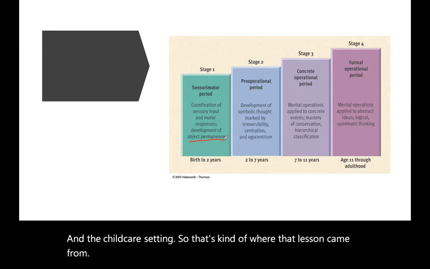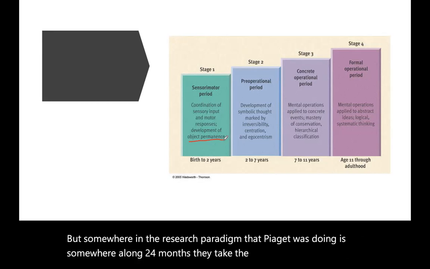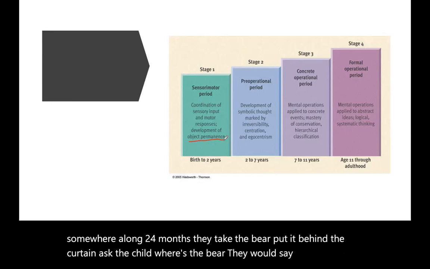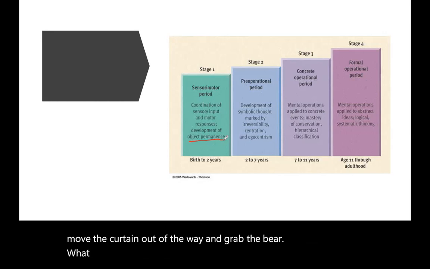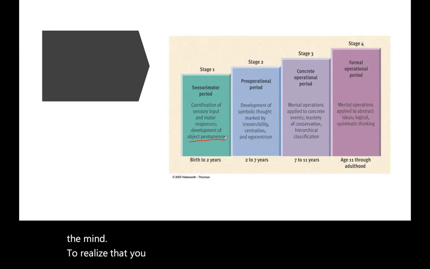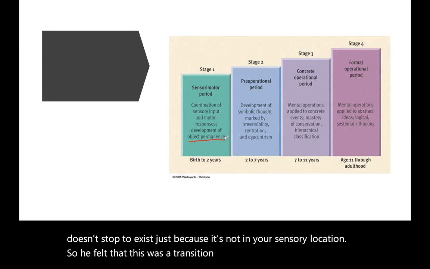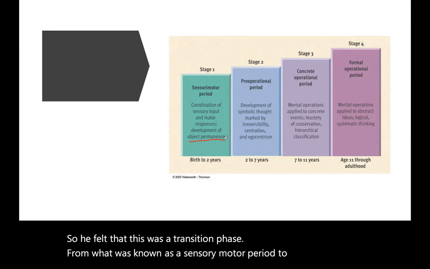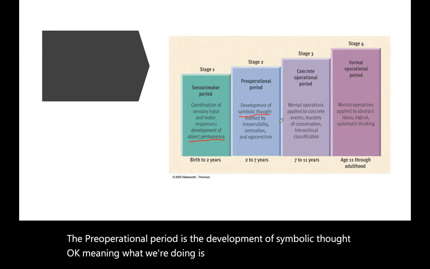But somewhere in the research paradigm that Piaget was doing, around 24 months, they would take the bear, put it behind the curtain, and ask the child, where's the bear? They would say, you idiot, you just put it behind the curtain. Or they would reach, move the curtain out of the way, and grab the bear. What this represented for Piaget is the ability to hold information in the mind, to have a mental representation, realizing something doesn't stop existing just because it's not in your sensory location. So he felt this was a transition from the sensorimotor period to the pre-operational period. The pre-operational period is the development of symbolic thought, meaning we're representing objects in our mind.